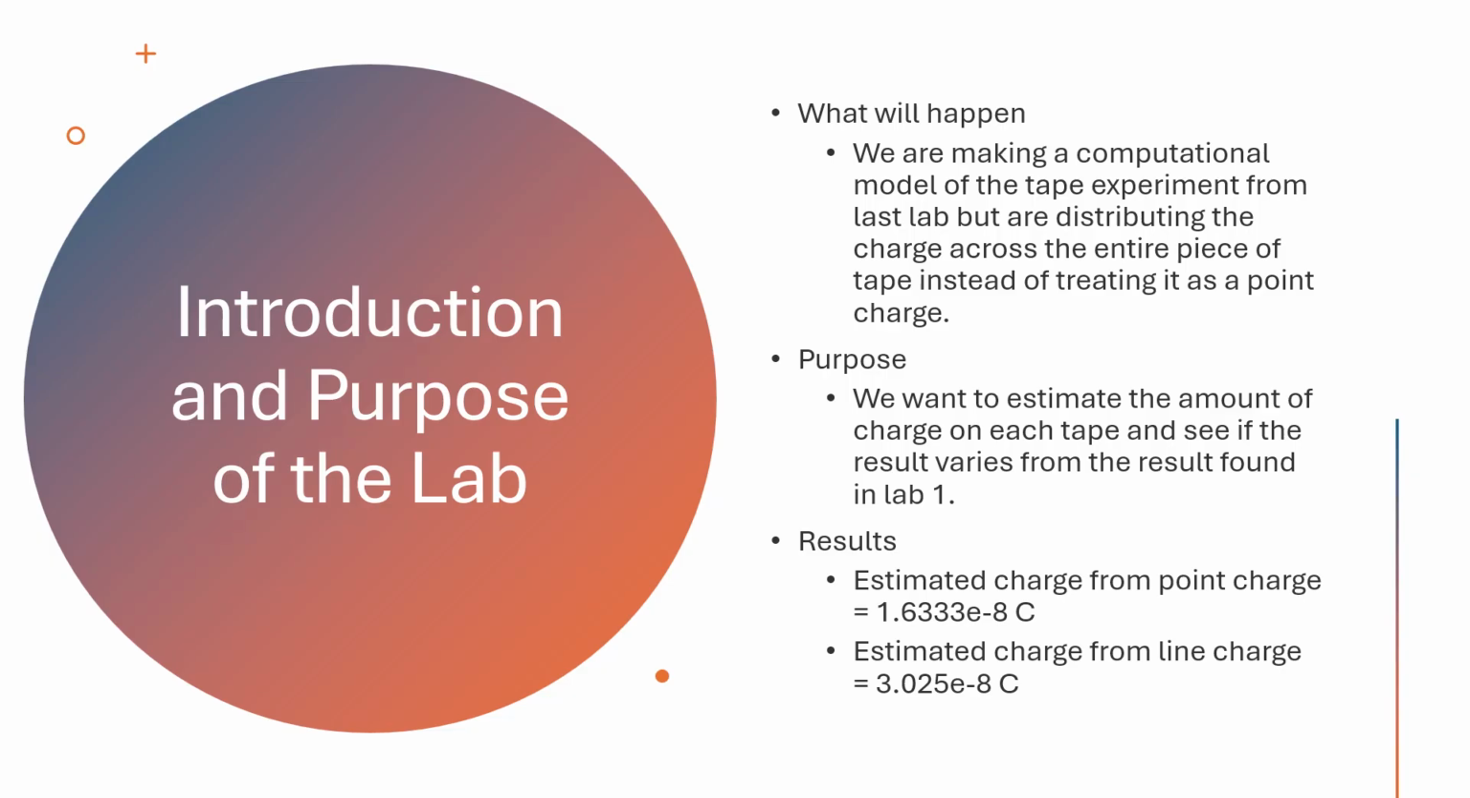For this lab, we are going over the same thing we did in the last lab, except we are making a computational model of the tape experiment. Instead of using it as a point charge, we are viewing it as a line of charge. So we're estimating at multiple different points rather than just a single point. This is so we can estimate the amount of charge on each tape and see how the result varies from the result we found in the previous lab.